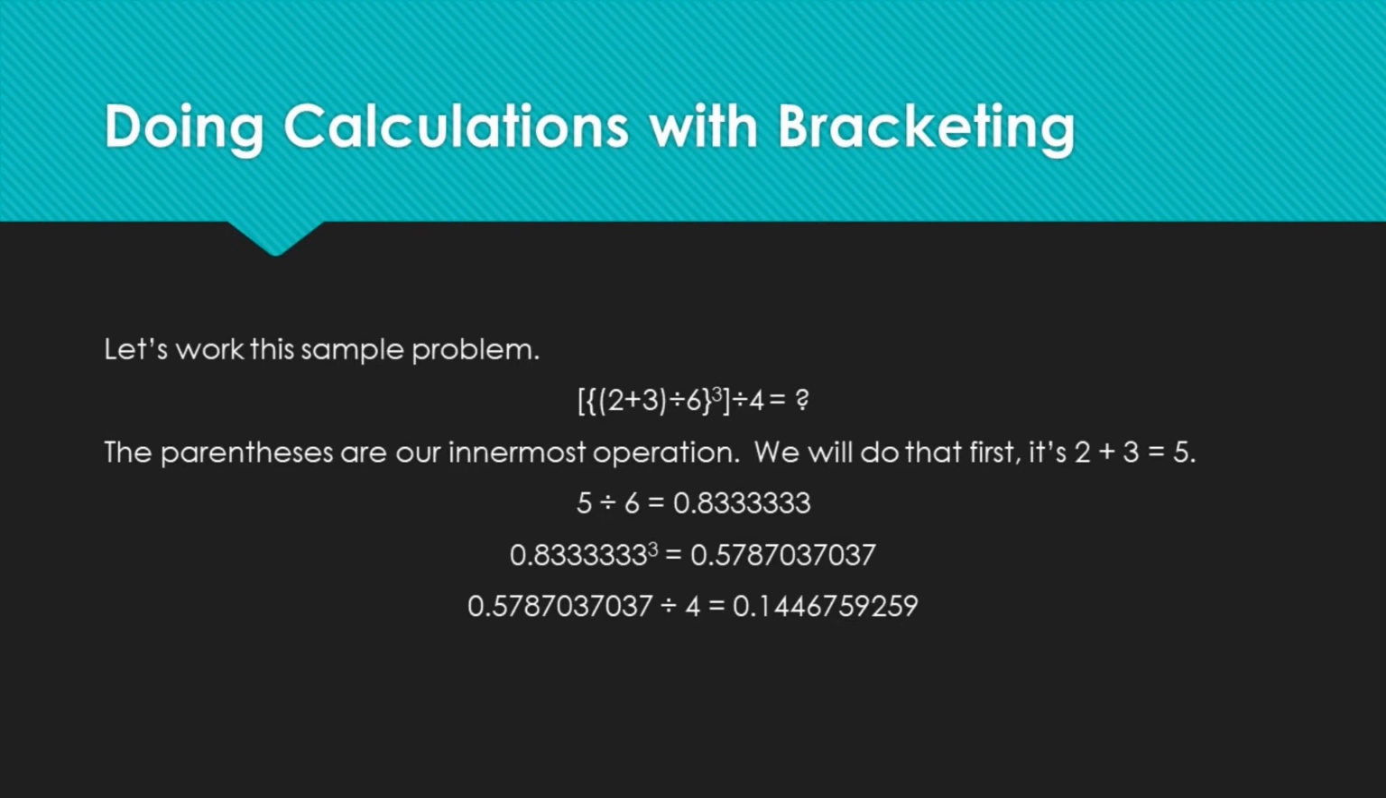We move to our next level, the brackets. The brackets are telling us to take the answer we just got and raise it to the third power. When I do that, we get 0.5787 with a repeating 0.37. Our final operation is outside of our brackets. We take our previous answer and divide it by 4. Our calculator returns 0.14467 and a long string of decimals for our final answer.